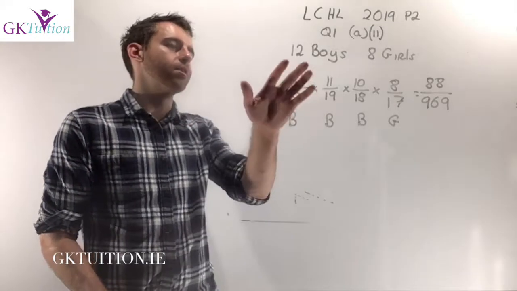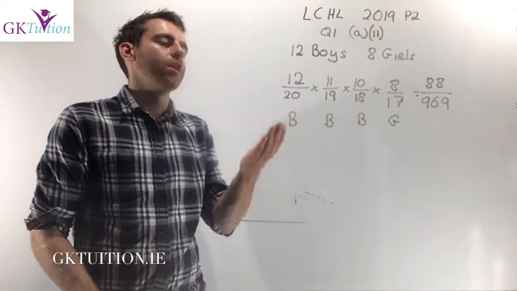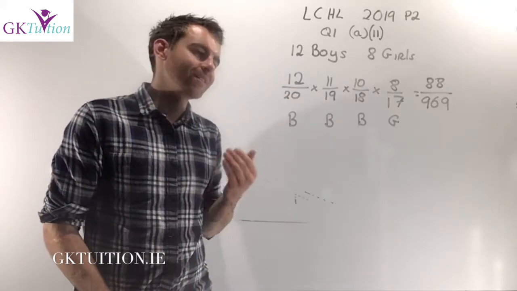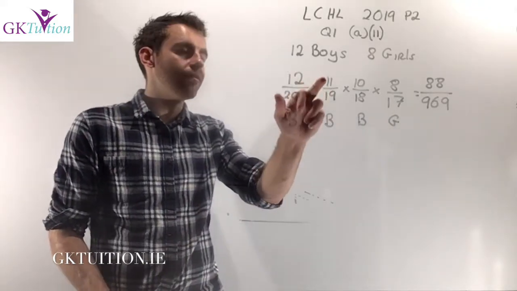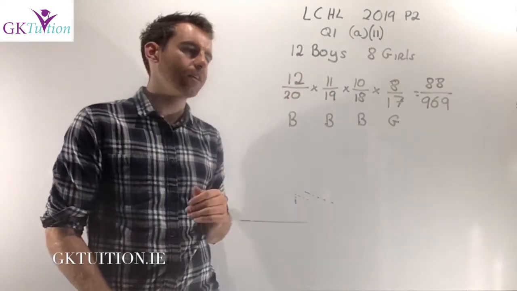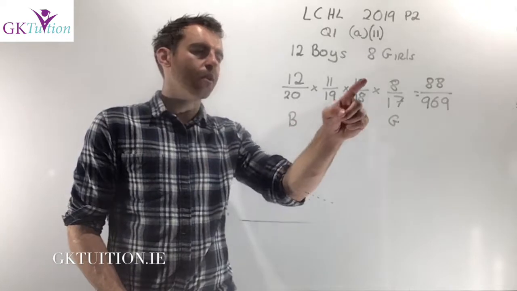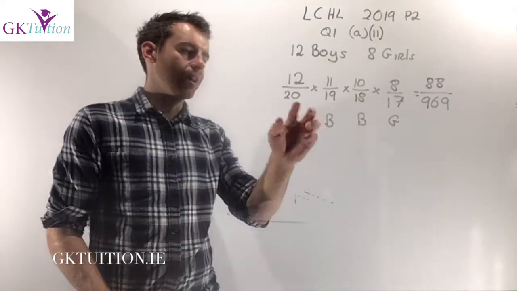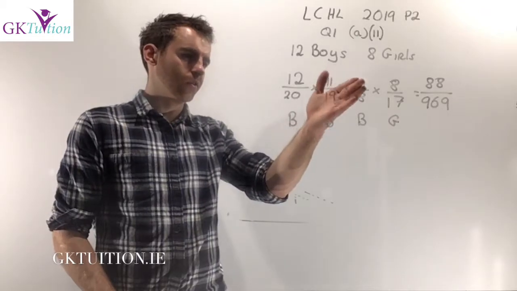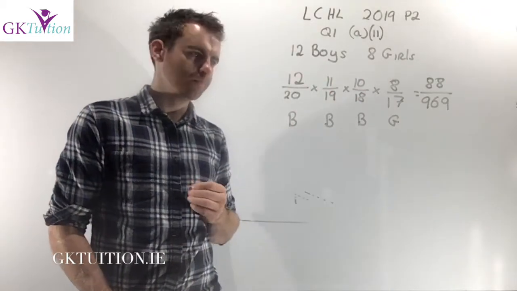So in this case, it's still 12 boys and 8 girls. So the chances that the first person you pick is a boy is 12 over 20. The chances the next person you pick is a boy, there's 11 boys left and there's 19 left in the class. So it's 11 over 19. Now 2 of the boys are gone, so there's only 10 boys left. And 2 of the students are gone, so there's only 18 students left. So the chances the third one is a boy is 10 over 18.